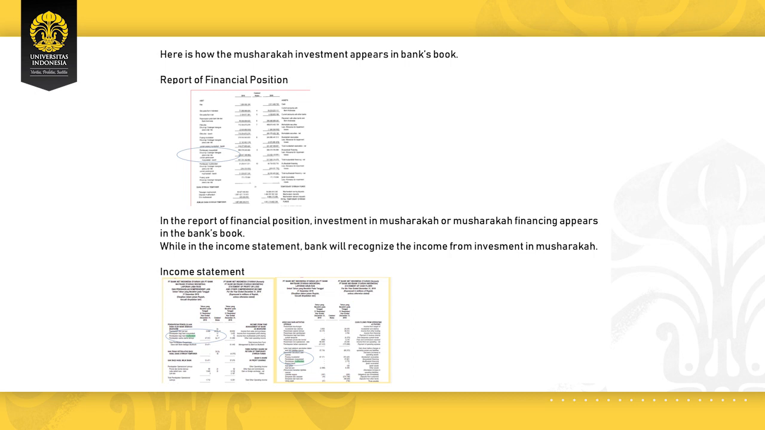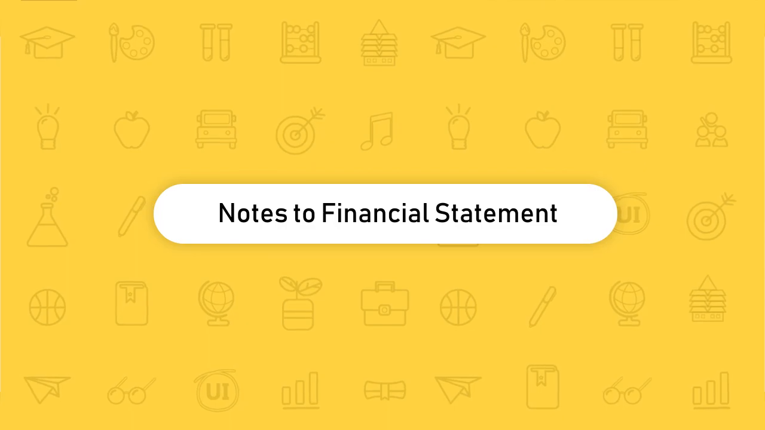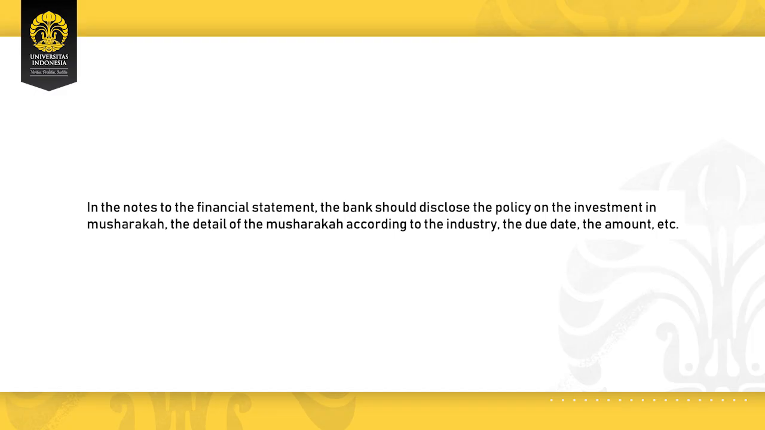In the report of financial position, investment in Musharakah or Musharakah financing appears in the bank's book, while in the income statement, the bank will recognize the income from investment in Musharakah. Here is how it looks. In the notes to financial statements, the bank should disclose the policy on the investment in Musharakah, the detail of the Musharakah according to the industry, the due date, the amount, and etc. It can choose the important information to publish.